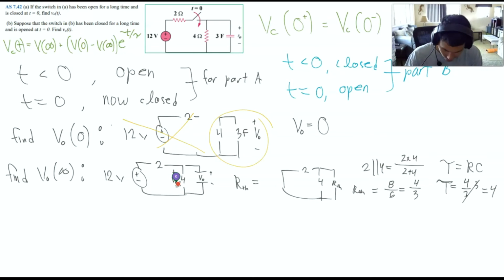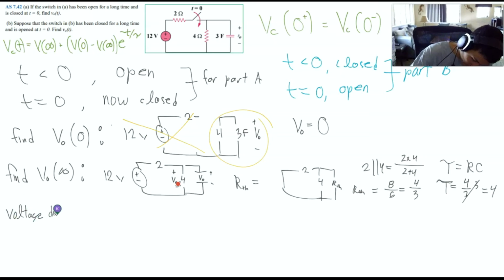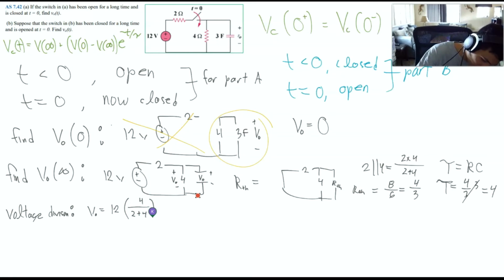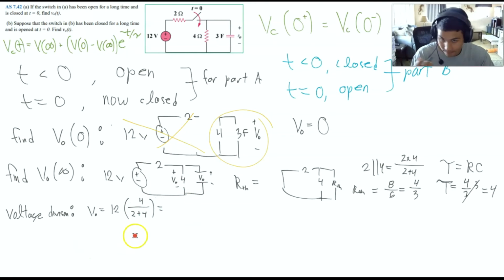Yeah. And then we could use voltage division. And we see that it's going to be what? Well, VO is equal to 12 volts, which is the source. And then we care about this one, so it's going to be 4. And then this will be the sum of this one and this one. And this is just the voltage divider formula.